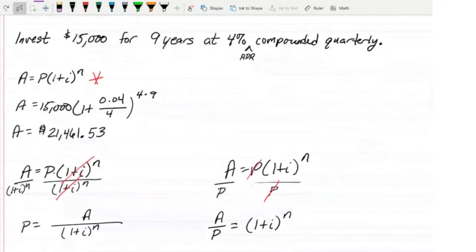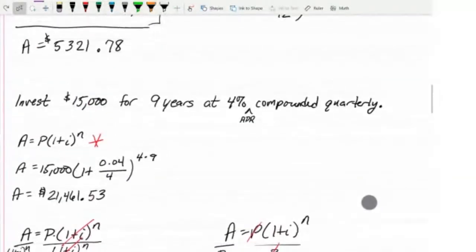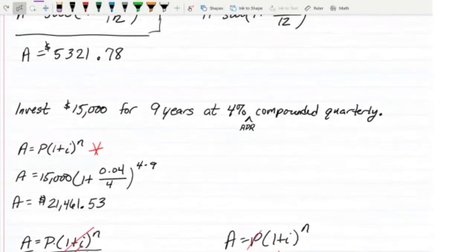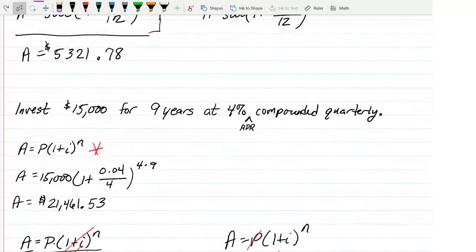Let's see. In this example, it stops there. Investing $15,000 for 9 years at 4% interest compounded quarterly. You see my little note here is that if I don't tell you what kind of interest this is, you can assume that it's APR interest. Remember, APR was a yearly interest rate, and it was compounded. I have to give you the compounding frequency here. I told you it was compounded quarterly.